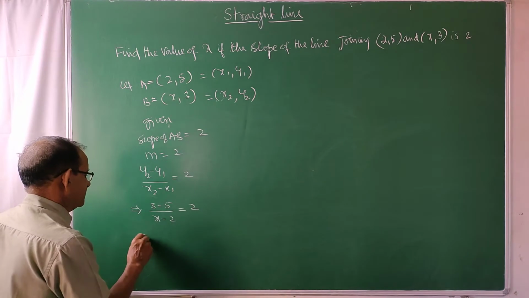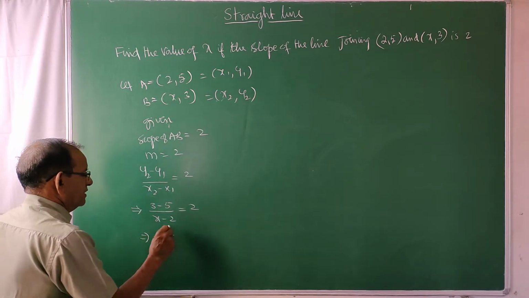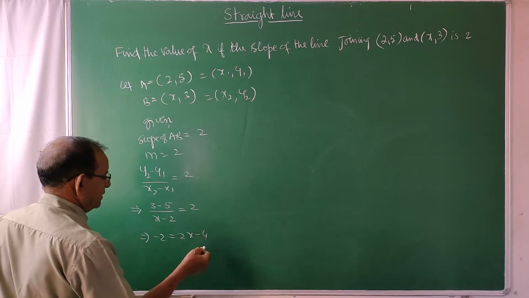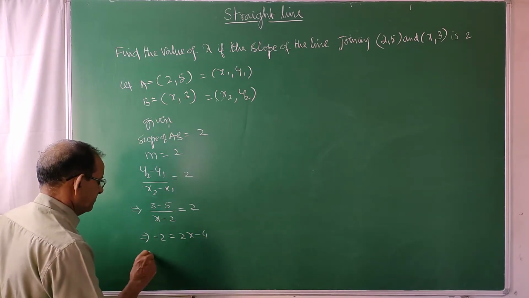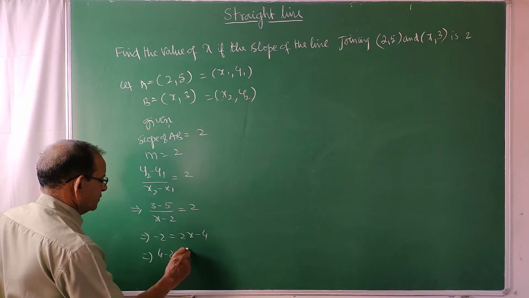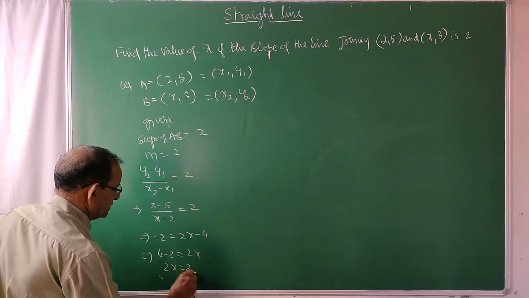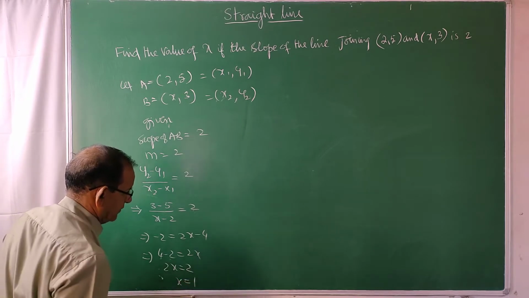3 minus 5 is minus 2, is equal to 2 into (x minus 2), 2x minus 4. So, bring minus 4 to the left side. 4 minus 2 is equal to 2x. Therefore, 2x is equal to 4 minus 2, that is 2. So, x is equal to 1.